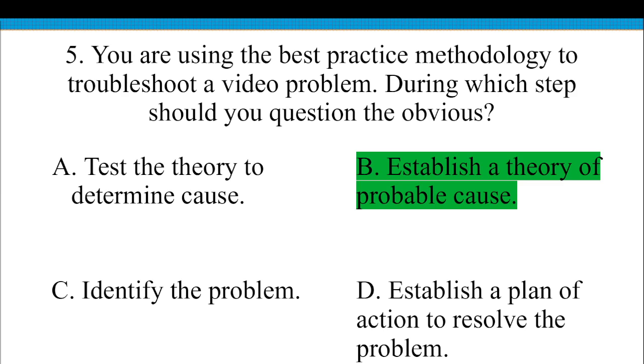The answer here is B. Establish a theory of probable cause. So this comes after identifying the problem. If I remember correctly, yes, this is the second step. So this is where you would question the obvious, just trying to see what the problem is, and of course you can proceed from there.